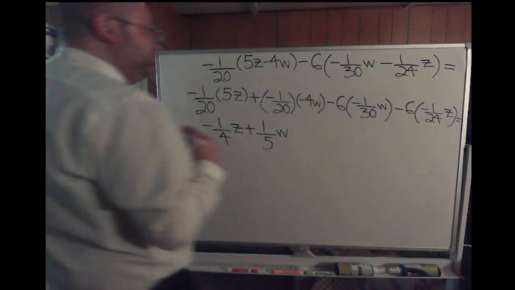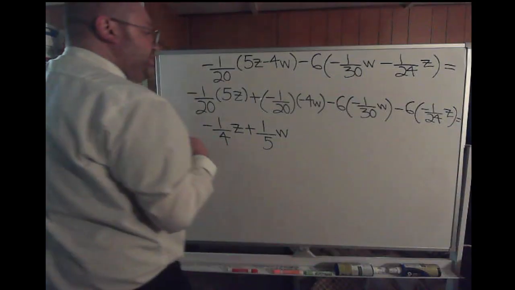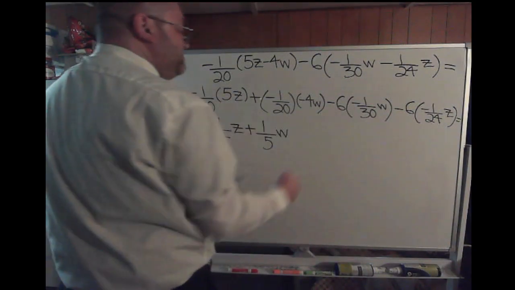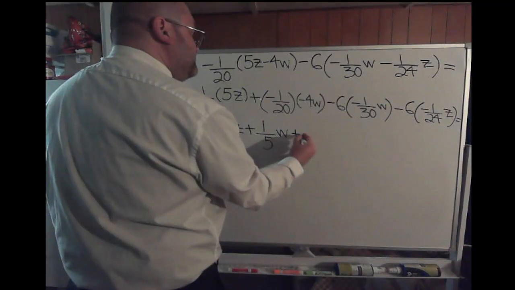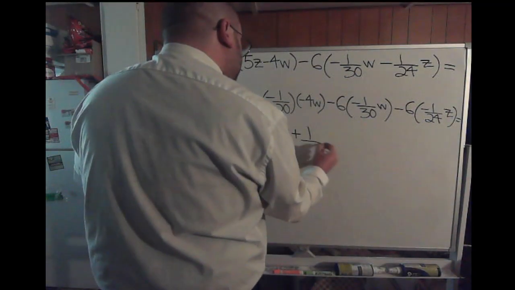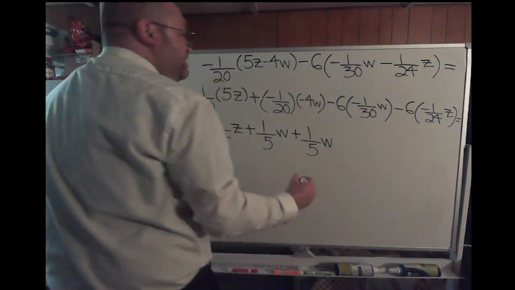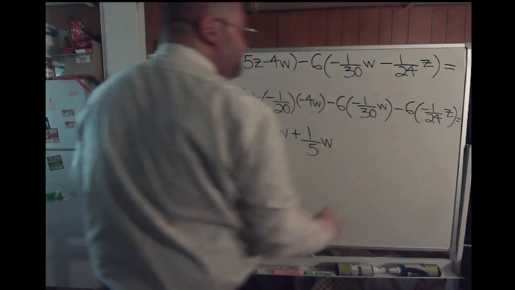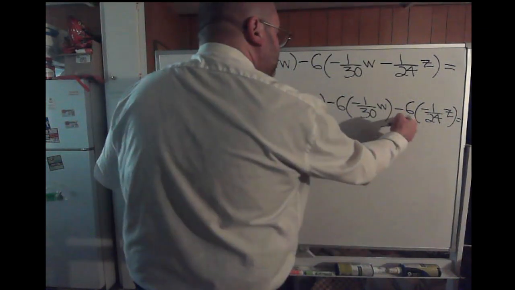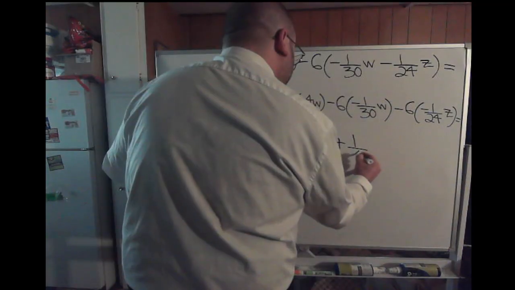Now you have minus 6 times negative 1/30 w. That would, negative times a negative is a positive, so that's going to give you plus 6/30. Well, 6/30 is 1/5. So you get another 1/5 w. Then you have minus 6 times negative 1/24. Negative times negative is positive, so you get 6/24, which would end up being 1/4 z.